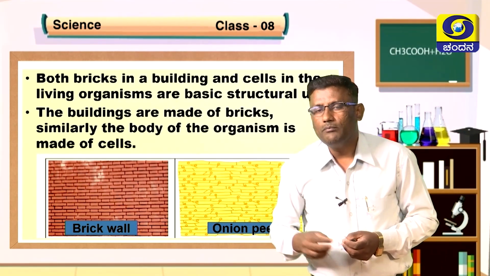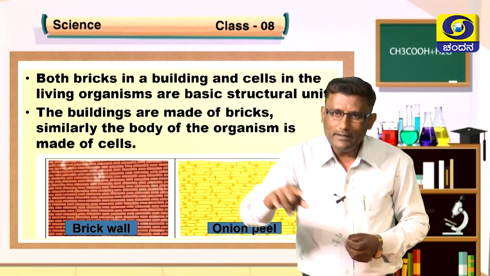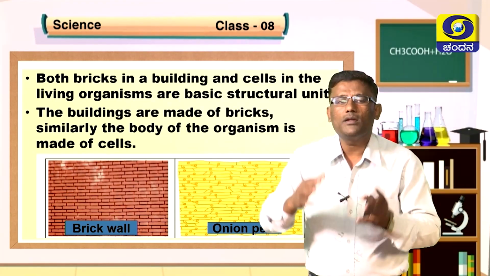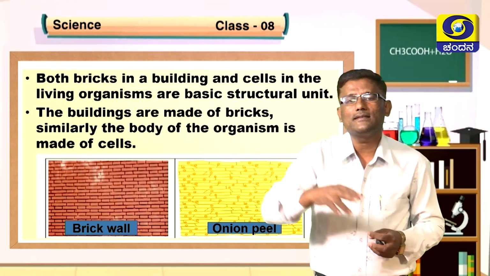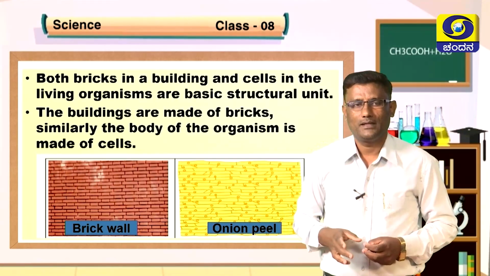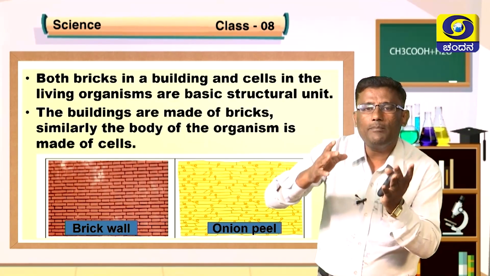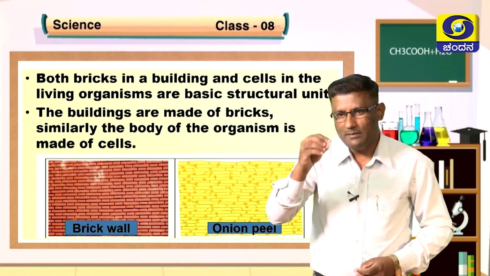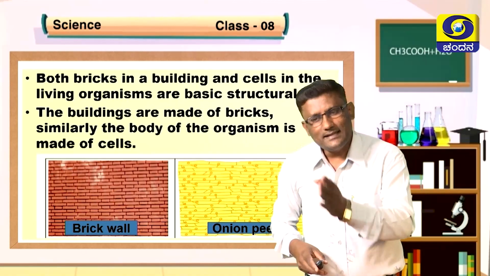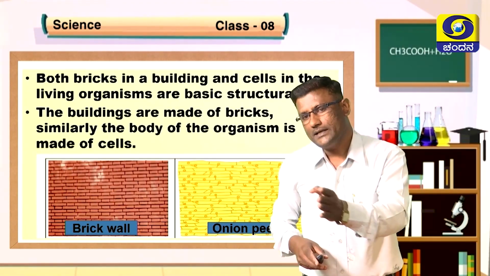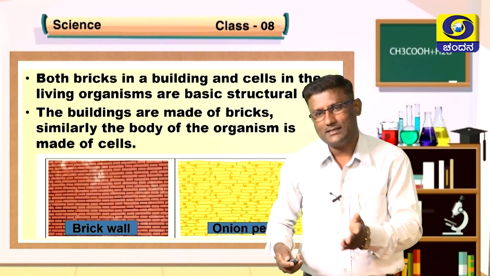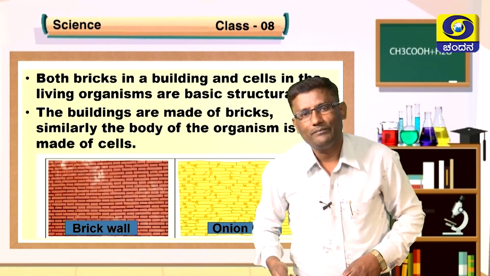In case of a wall, the brick is a unit, whereas in case of living organisms, the body of a living organism has the presence of cells. I mean to say, both bricks in a building and cells in living organisms are considered the basic structural unit. That means buildings are made up of bricks. Similarly, the body of any organism is made up of cells. That is why cells are considered the basic structural unit of the body of an organism, and bricks are considered the basic structural unit of a wall or a building.